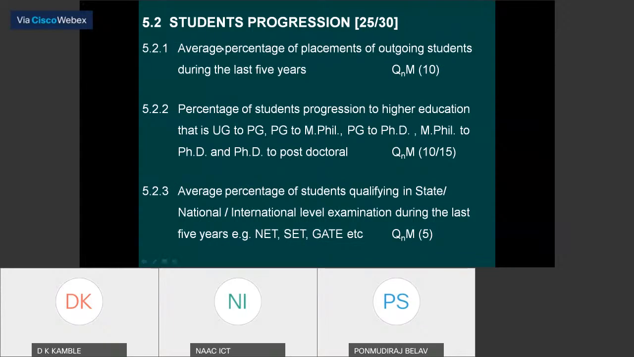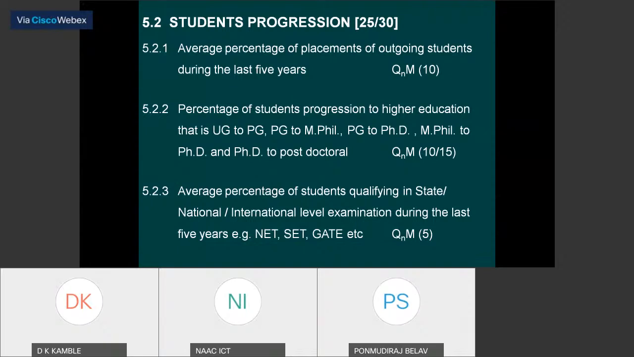Then coming to average percentage of placement of outgoing students during the last five years. See, this is also one of the important metrics, with 10 weightages. So the institution has to maintain one placement cell. For that placement cell, one faculty should be the deputy placement officer, and he should maintain yearly how many students got placed, whether it may be a government job, or private, or a local organization. That record is required.